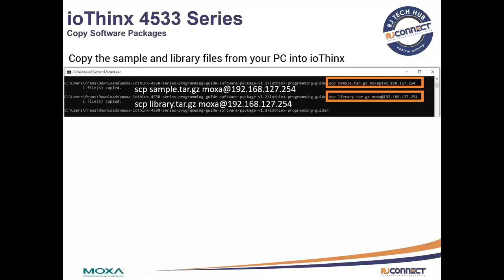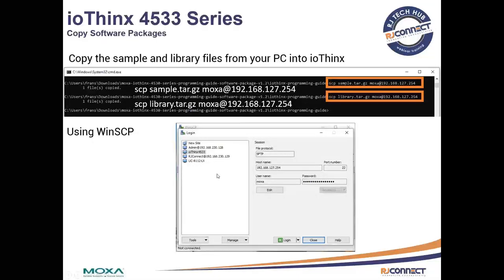The sample.tar.gz file contains the sample code for both C or C++ and Python, which is the code that Moxa created for users to test if they will be able to read the values from the IO modules that they will connect on the ioThinx. And the library tar.gz file, this one here, contains the APIs. For instance, if you're developing in Python, you need to import the ioThinx 4530 API into your program so that you can use these API files to read those IO modules.